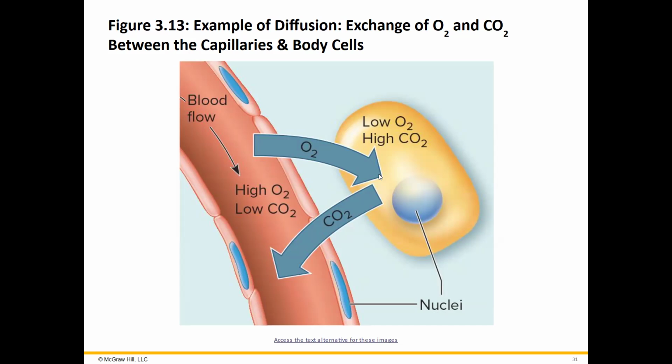And then that will be used to create energy. It will now create the waste product, CO2. Because there's a lot of CO2 in the cell and very little CO2 in the capillary, it will now push that CO2 through passive simple diffusion into the capillary. And because oxygen and CO2 are so small that they can pass right through the barrier, it's simple diffusion. There's no energy required.